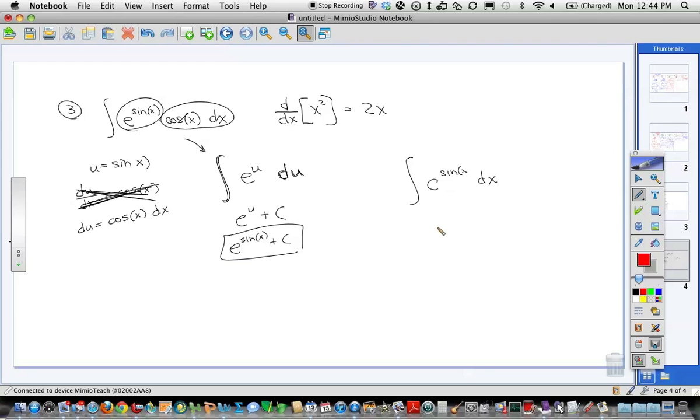So type in that original one we had, and what do you get? E to the sine x? Right? It doesn't put the plus c. You have to do that yourself. Okay? Now try this one. Integral of e to the sine x dx.